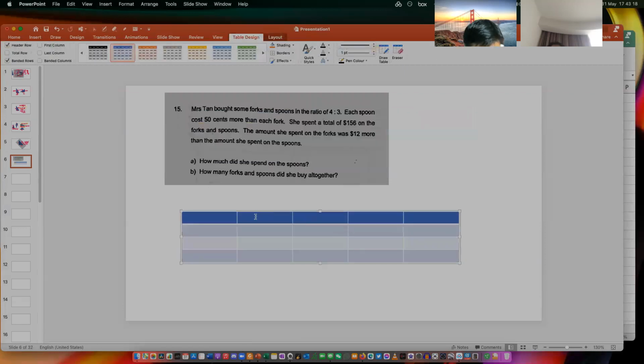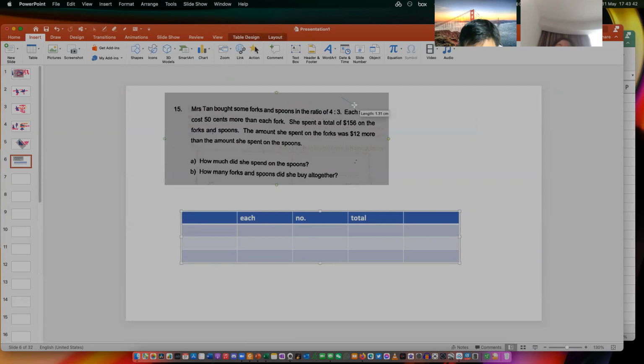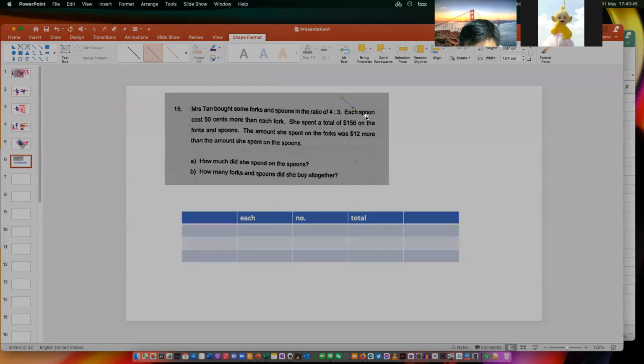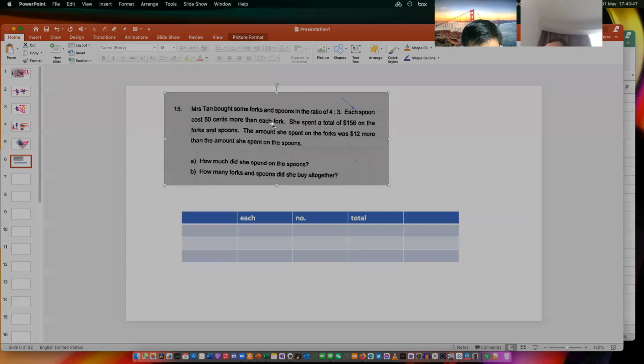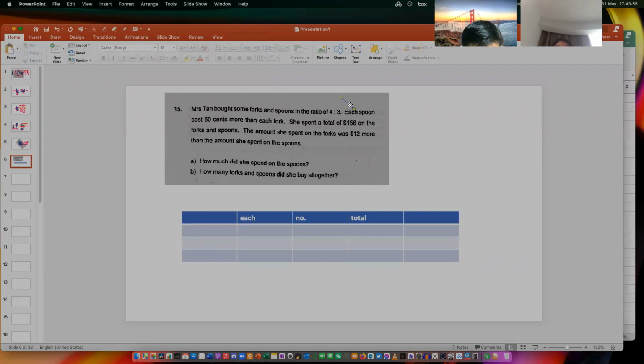So this is the each, then this is the number, then this is the total. How do I know I'm supposed to use the each number total table method to solve this question? I think the question is very obvious. First things first, can you see the each here? Can you see each spoon? Can you see each fork? There are plenty of hints. You want to draw something?